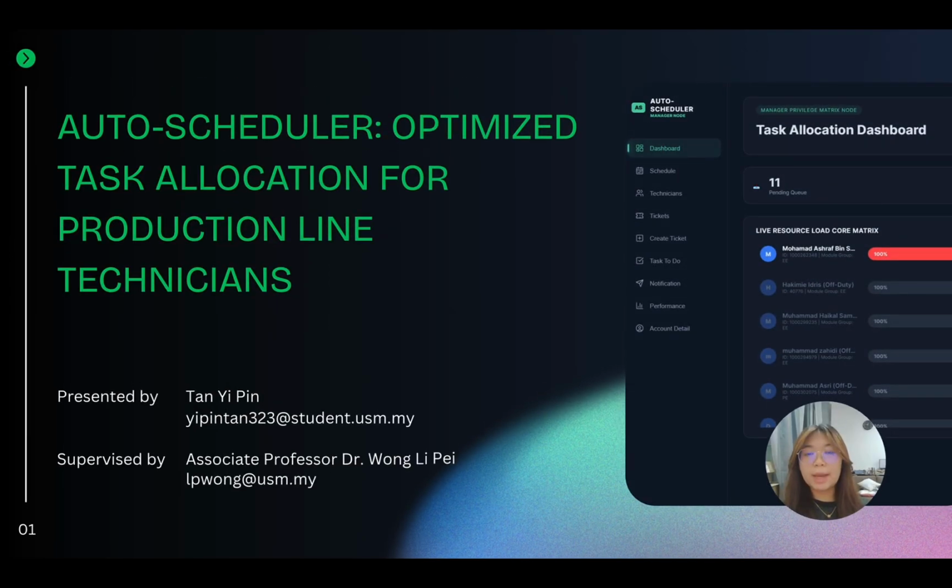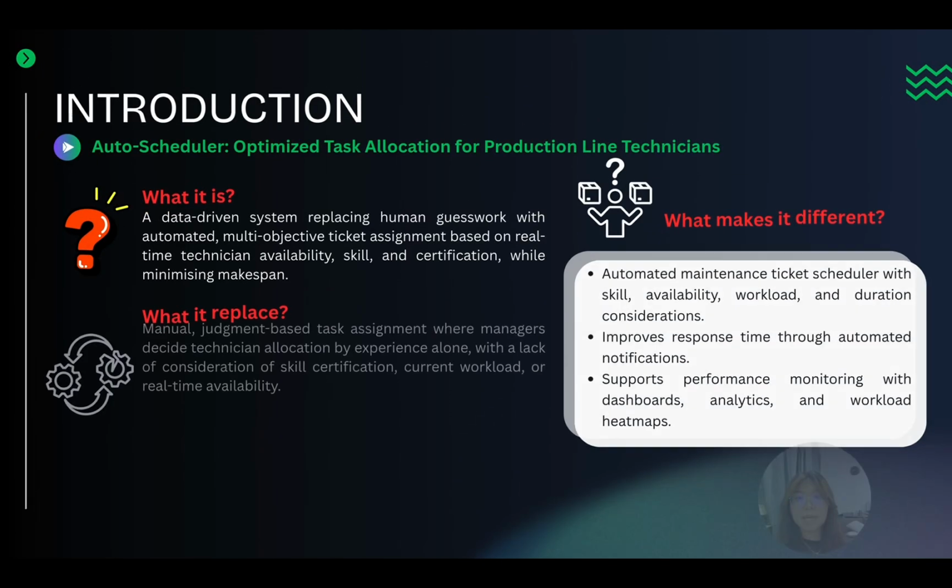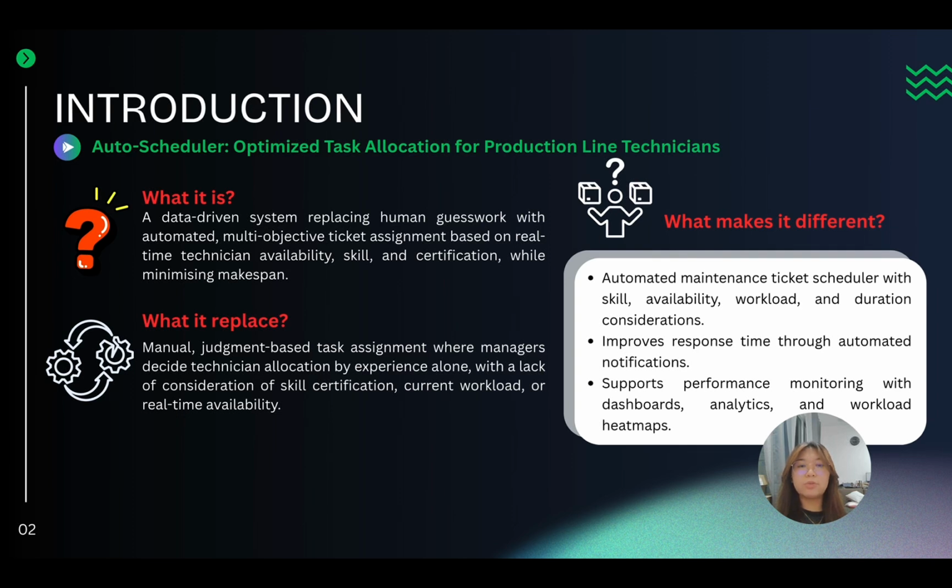Good day everyone, my name is Danipin and today I will be presenting my final year project titled Auto-Scheduler: Optimize Task Allocation for Production Line Technician. This project is supervised by Associate Professor Dr. Wang Lipei. Auto-Scheduler is a data-driven system that replaces manual guesswork in maintenance ticket assignment.